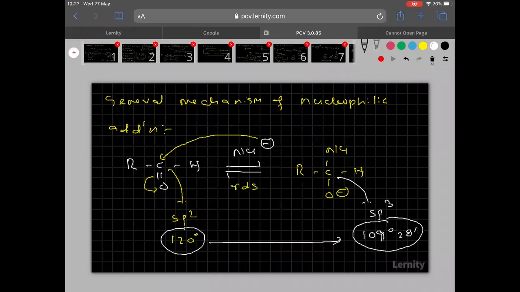Am I right? The bond angle decreasing means atoms will be coming close to each other. When atoms come close to each other, what happens to the repulsions? They increase. Repulsions increasing means stability what happens? Decreases. So this reaction is going from a more stable state to a less stable state. Will it go slow or fast? Slow. And the slow step is the RDS step here. Hope you are able to understand this one.